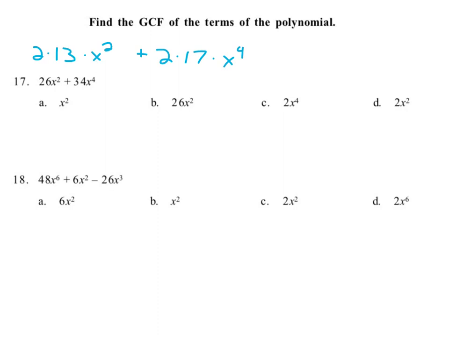Okay, so what number do they have in common? Well, they've got that 2 in common, so that's going to be what you get as the coefficient of the greatest common factor.